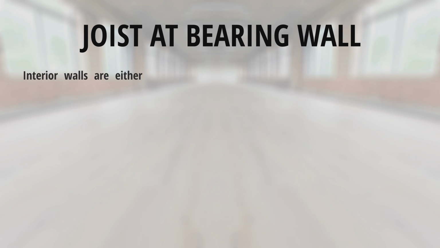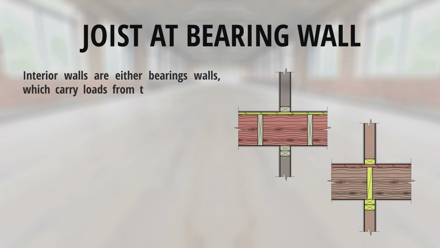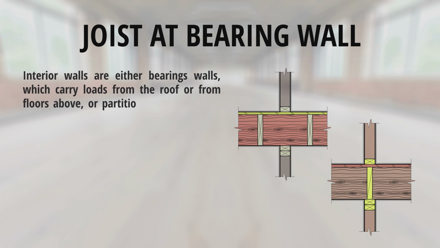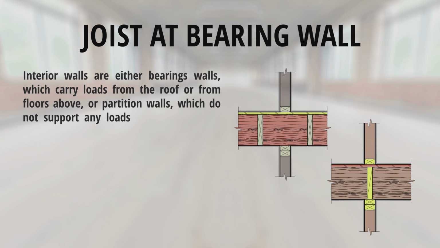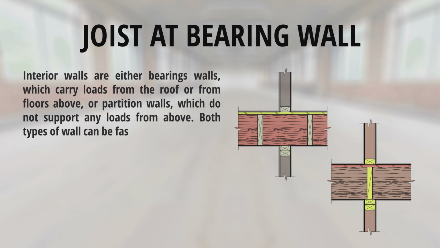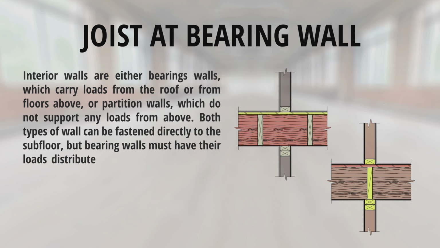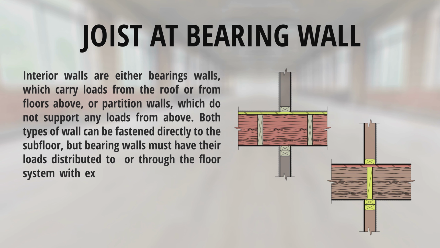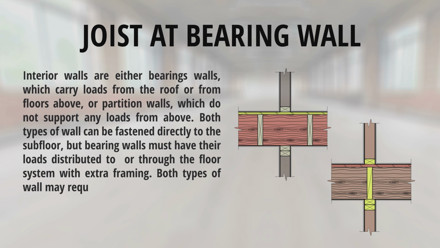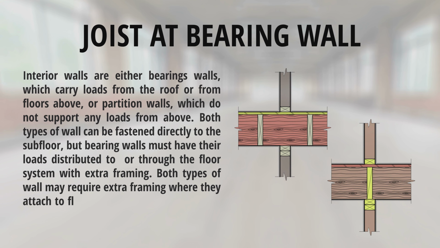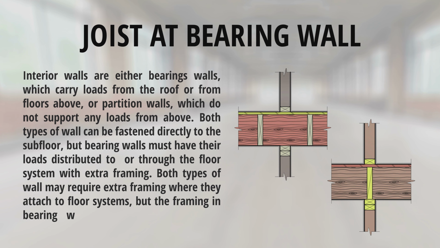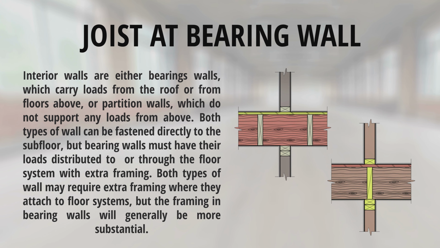Interior walls are either bearing walls, which carry loads from the roof or floors above, or partition walls, which do not support any loads from above. Both types of wall can be fastened directly to the subfloor, but bearing walls must have their loads distributed to or through the floor system with extra framing. Both types of wall may require extra framing where they attach to the floor systems, but the framing in bearing walls will generally be more substantial.